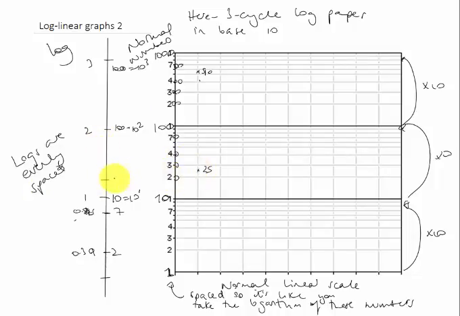So similarly, here 20, the logarithm would be 1.301. 70, the logarithm would be 1.845. And so that all lines up, and they've just made the paper so that it does the work for you. So 200 would be 2.301, 700 would be 2.845. So those are just some thoughts on log linear graph paper.